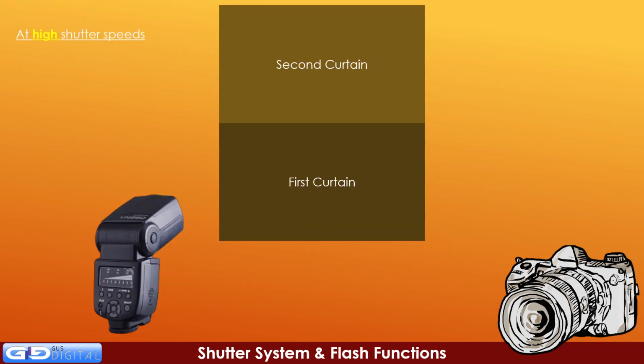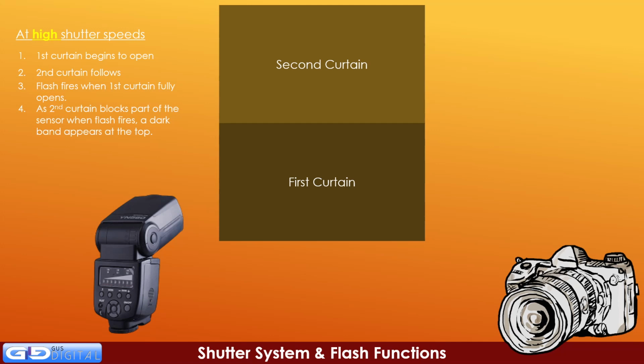What happens when we use flash at a higher shutter speed? The first curtain begins to open. The second curtain follows immediately. When the first curtain fully opens, the flash fires. Obviously, the second curtain would be blocking part of the sensor when the flash fires. This will result in a partially exposed image. Let us watch that.